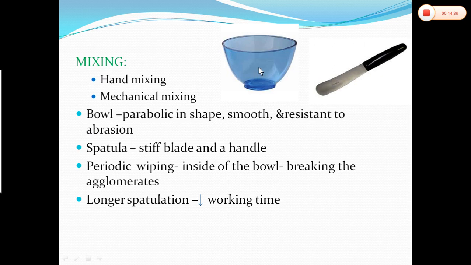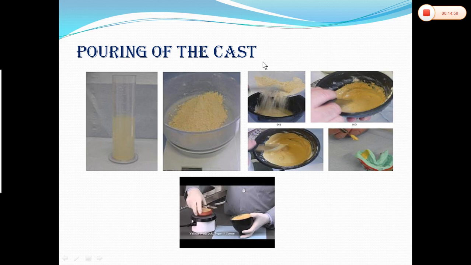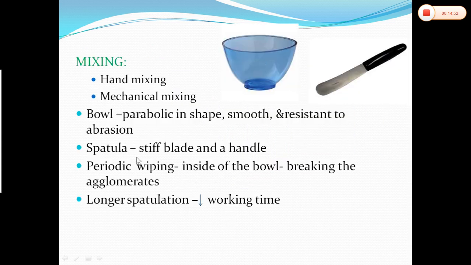Mixing. Usually we do hand mixing. Mechanical mixing is more preferred. The bowl should be in a parabolic shape, smooth and resistant to abrasion. So always use a clean bowl. Any kind of contaminants will affect the setting. The spatula should have a stiff blade and be handy. Periodic wiping inside of the bowl, breaking the agglomerates, means we should see that it does not form any kind of clumps. Longer spatulation, more will be the working time.